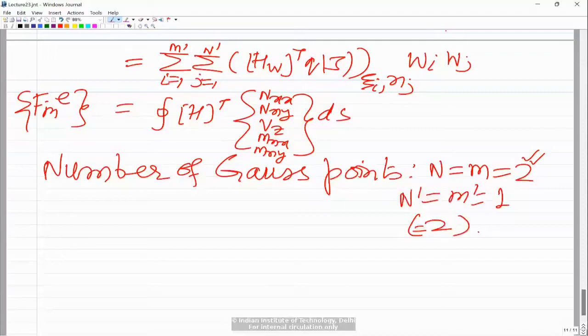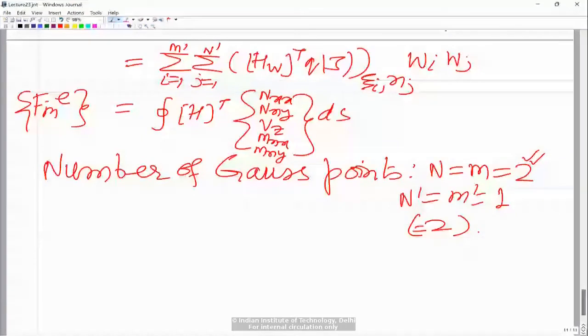Now one more problem which is associated with these shear deformable plate bending elements is known as... Excuse me, sir. Yes, please. Sir, how did we decide n dash and m dash? And can you please give one example of this integration which we are doing using Gauss quadrature?